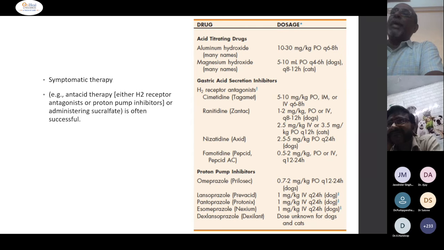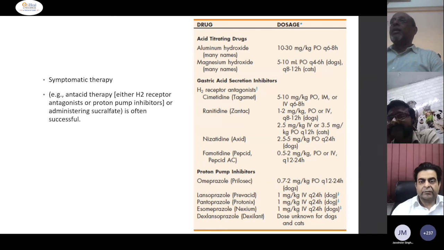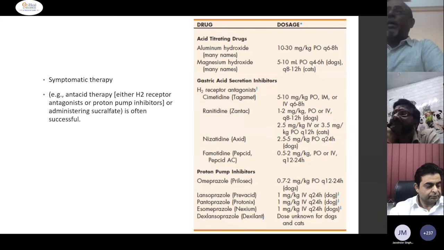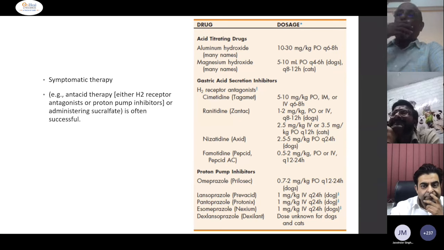Of course, H2 blockers like cimetidine and ranitidine, which you have been using, all these things you can use, with the dose given and the interval given. And proton pump inhibitors like omeprazole. Omeprazole is an excellent drug because it's given once daily. So it's an excellent drug for dogs.